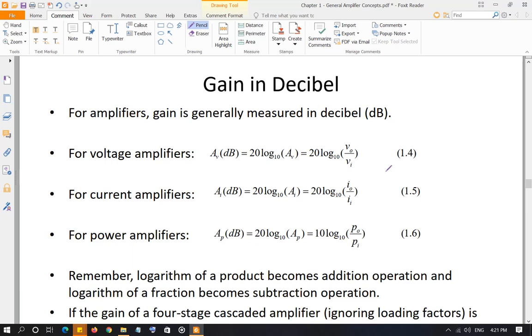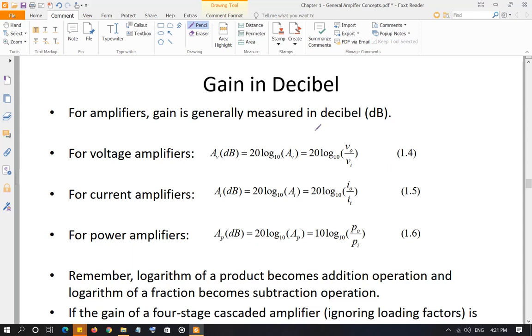Okay, so let's look at gain in decibel. Remember, when you calculate V output over V input, gain is a unitless quantity. Of course, the input voltage and output voltage both have the unit volt. So when you take the ratio, volt cancels out, and the gain is always a unitless quantity. Remember that. Never put any unit with the gain if you're taking the ratio between the same quantity, like current gain or voltage gain. There will not be any unit associated with that.